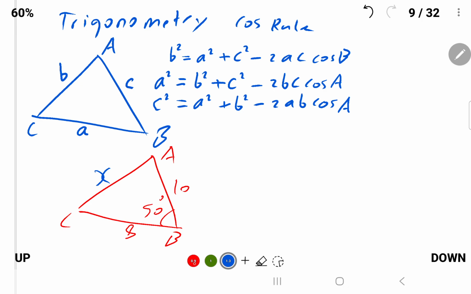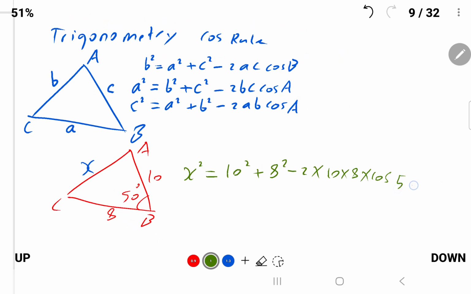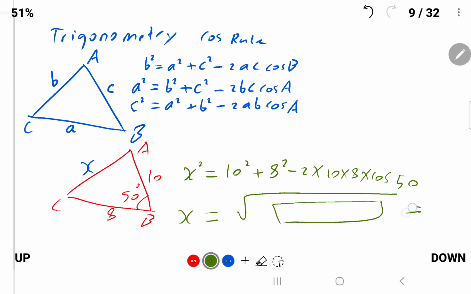So in order to find x, what you need to do is the following. You start with x, so you can say x squared is equal to 10 squared plus 8 squared minus 2 times 10 times 8 times cosine angle 50. Then you put this on the calculator as it is and you do square root. So x is equal to the root of the whole of these. You get the value of x.